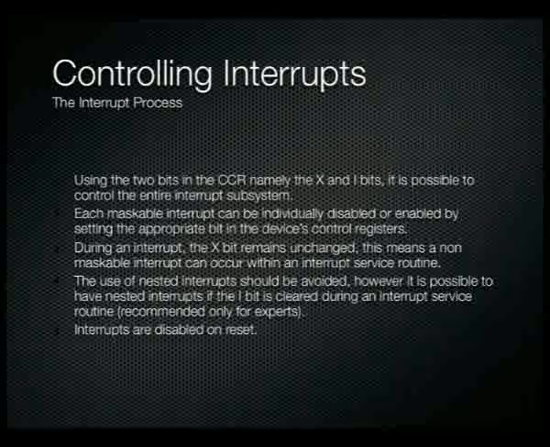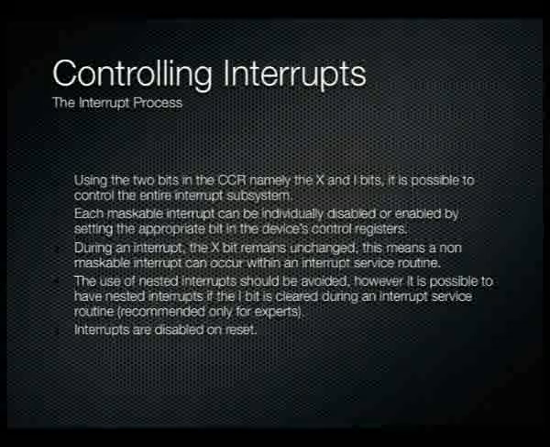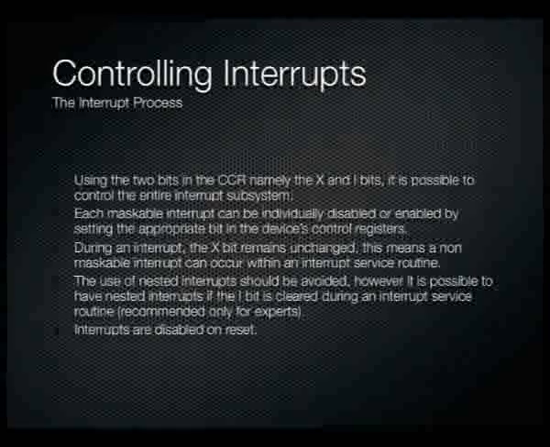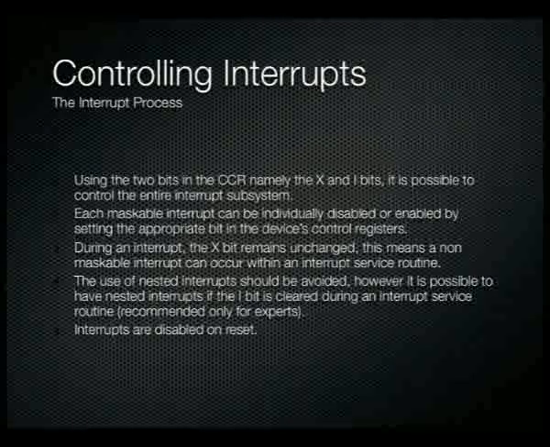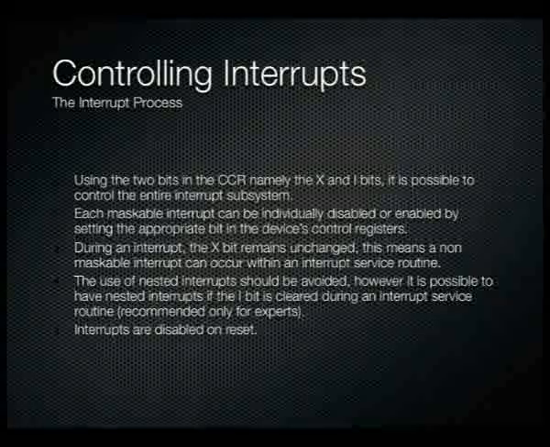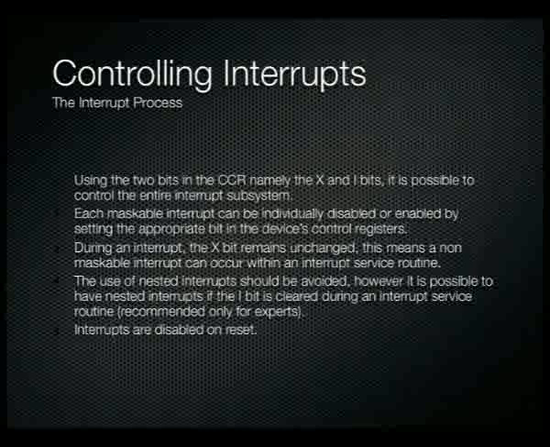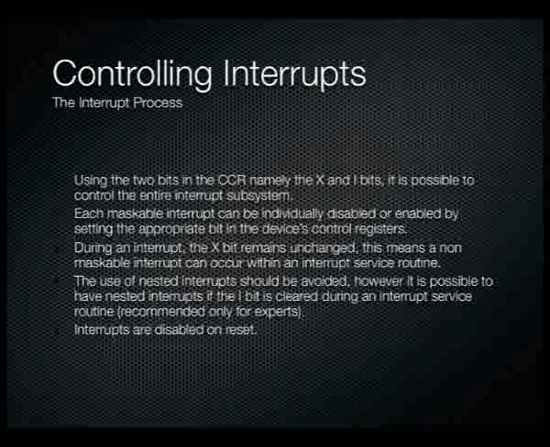So using the X and I bits in the condition code register, it's possible to control the entire interrupt subsystem. Each maskable interrupt, which is the interrupt that the I bit governs, can be individually disabled or enabled by setting the appropriate bits in the device's control registers. So as I said, the I bit's only half the problem. You've actually got to go to the particular subsystem that you want to generate this interrupt and ensure that it's got its interrupts turned on, and to ensure that the particular event you're looking for is one of the interrupt generators inside the control register.